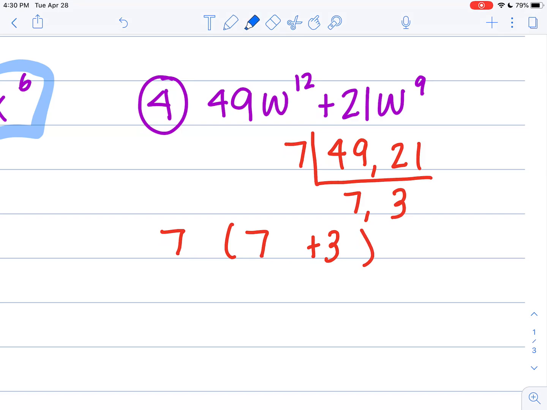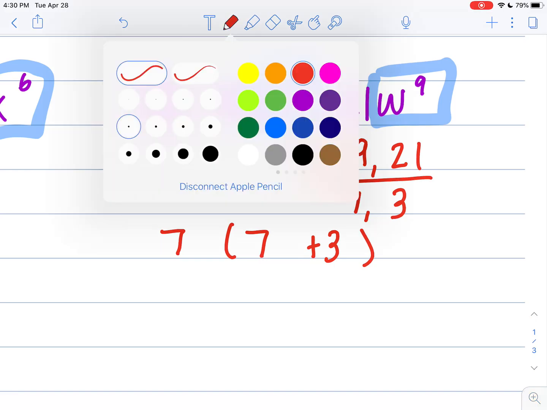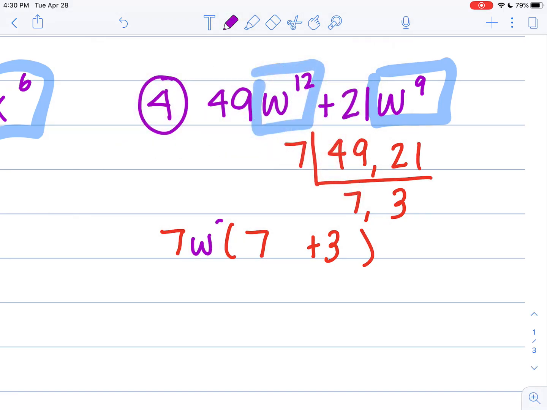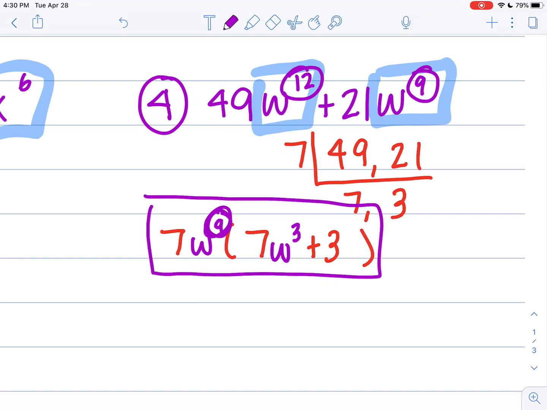Okay. Now I'm going to look at w to the 12th and w to the 9th. W to the 9th is smaller, so I take out w to the 9th. 12 minus 9 is 3, so I have w to the 3rd left here. And then 9 minus 9 is 0, so I'm not going to put anything over on this side. So this is your final answer.